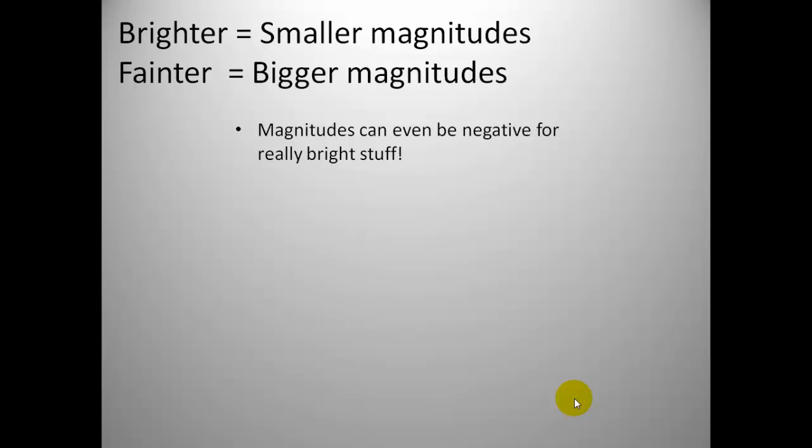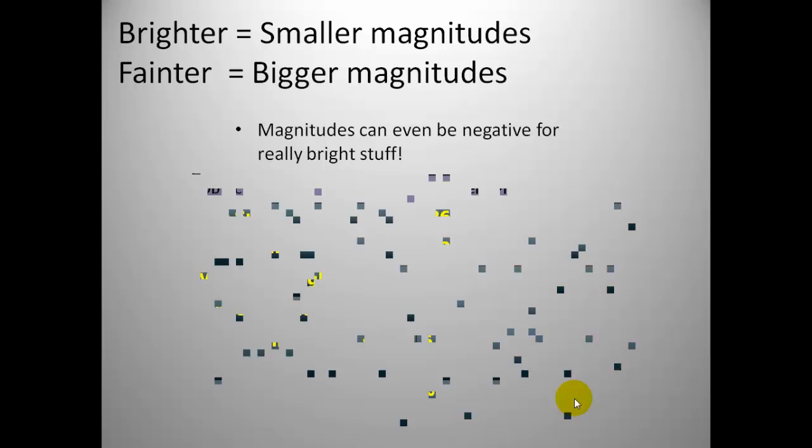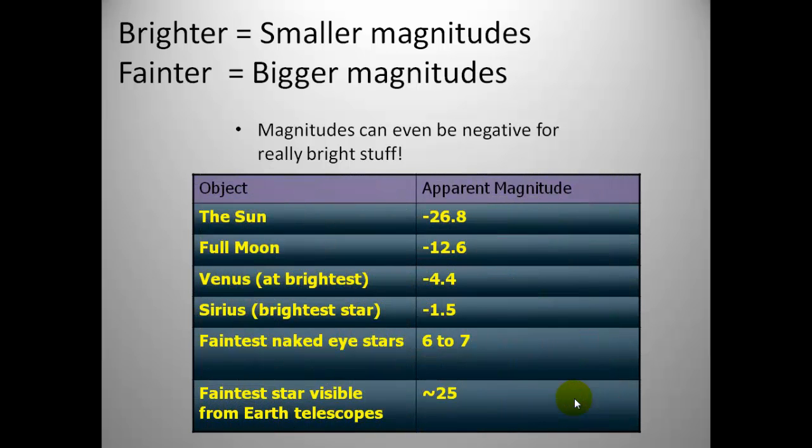The sun has an apparent magnitude of negative 26. It's so bright. The full moon has a magnitude of negative 12 because it's so bright. Venus, which is a very bright planet in the night sky, is negative 4. Sirius, which is the brightest star, is actually negative 1.5, once the system had been calibrated a bit better. The faintest you can see in an unpolluted place is around 6 to 7. The faintest star visible from Earth telescopes is roughly a magnitude of 25.